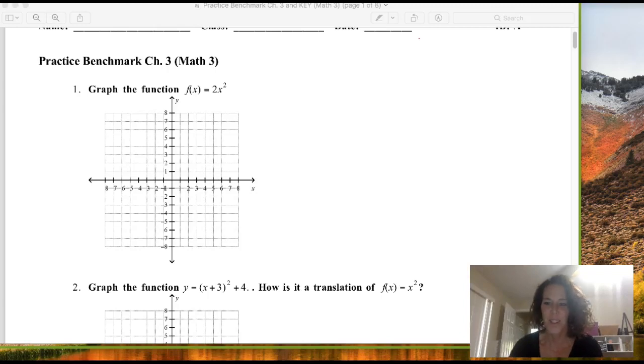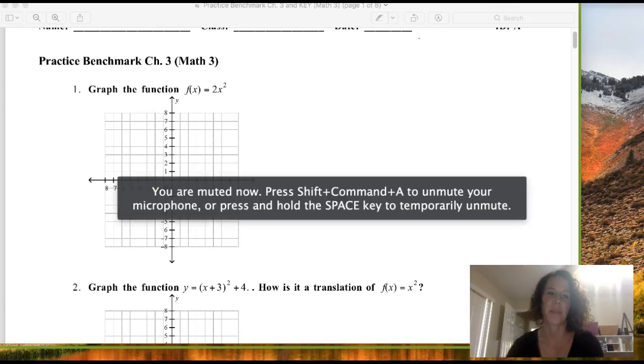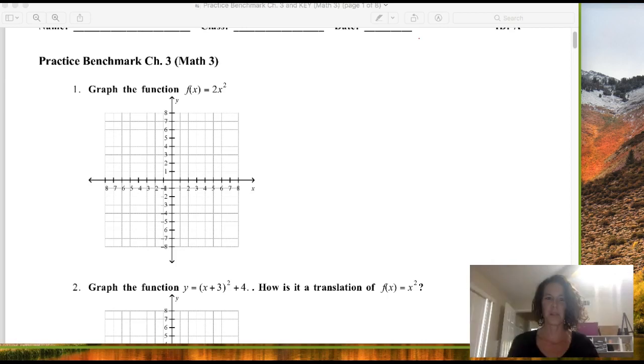Math 3 students, Mrs. Robinson here to work practice benchmark chapter 3 with you. Let's start with the first one. Graph the function f of x equals 2x squared.